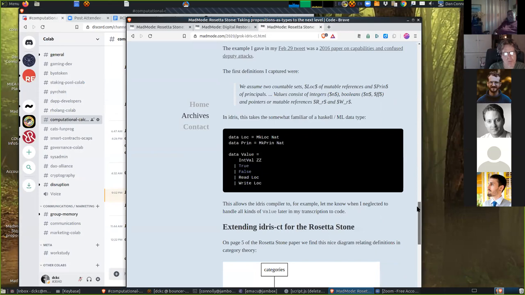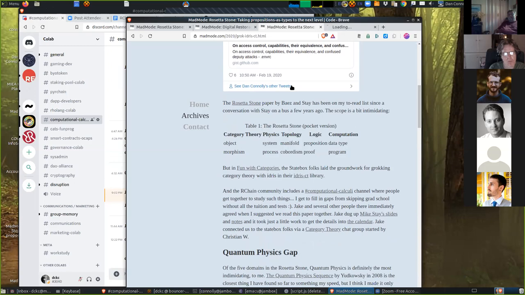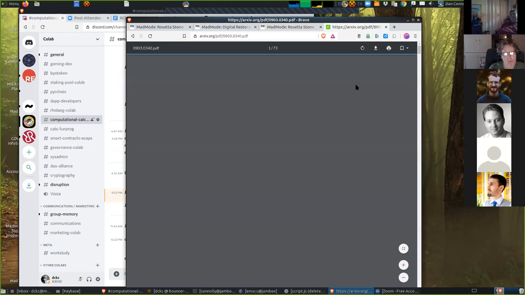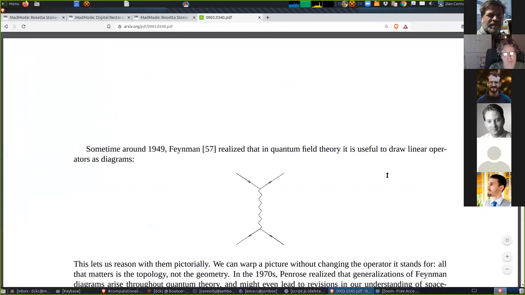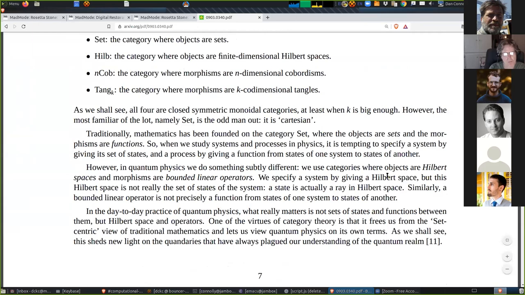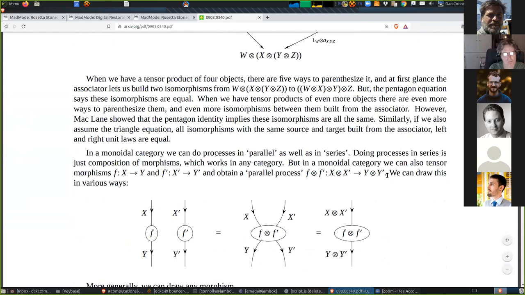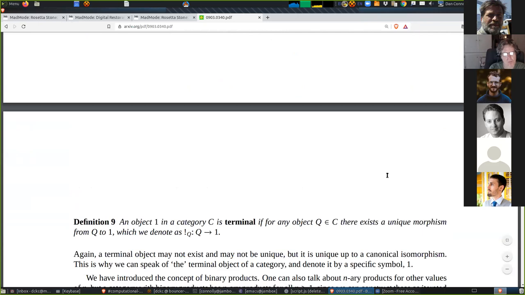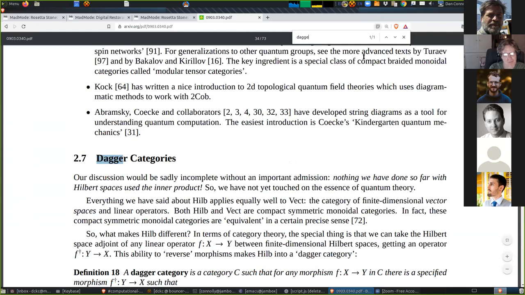We talked about chapter 3. Does anyone want to talk about dagger categories? Okay. I have only one thing to say about dagger categories, and that's that I don't know what they are. Jake, what are dagger categories?